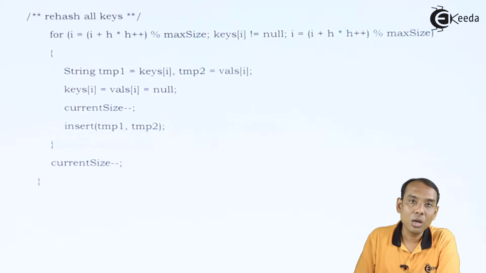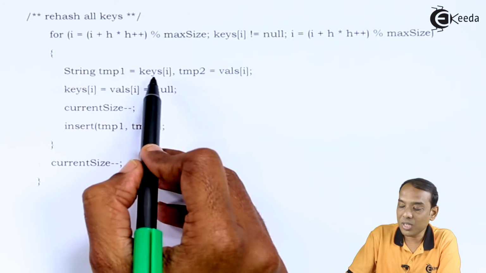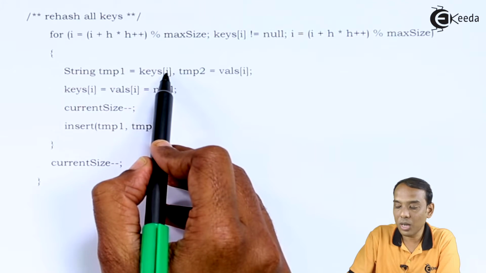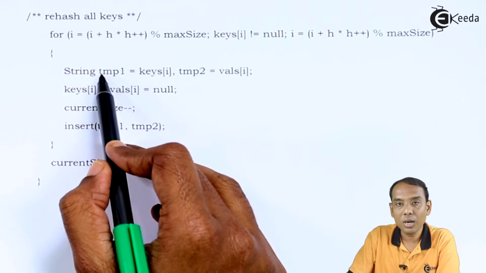Now we will look at the logic to rehash. I take a variable called temp1 in which I am going to store the key and its corresponding location. That is keys[i] value array. It is transferred to temp1.